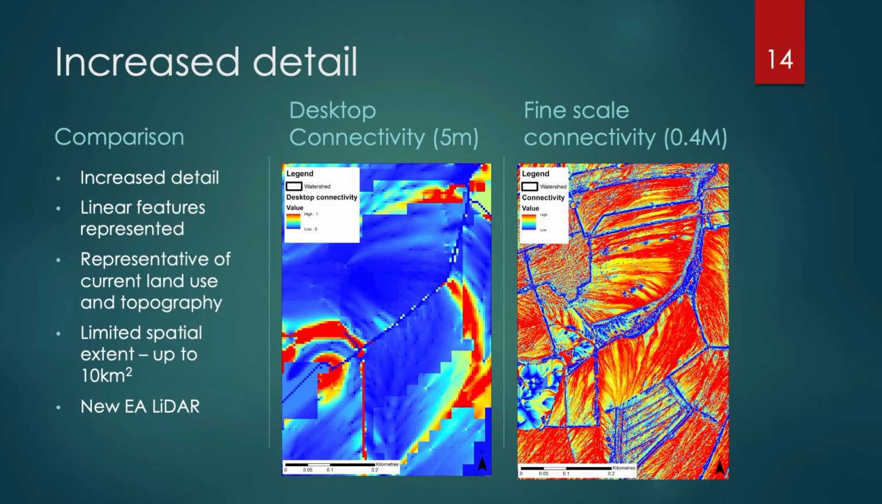But there's limits to how far you can map out with this approach. The sensible limit is probably about 10 kilometres squared, but with the new EA LiDAR datasets coming in over the course of the next year, then we'll be able to do this fine scale mapping for many more areas and a lot more catchments across the country.